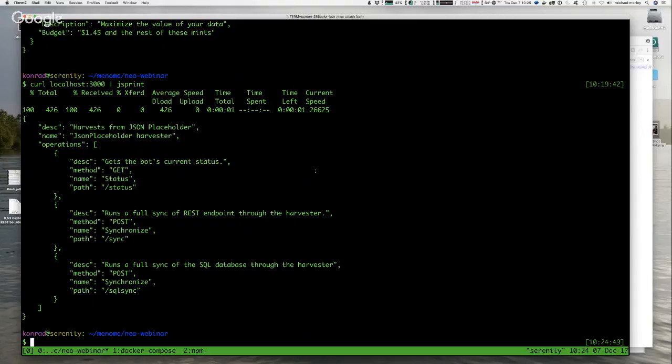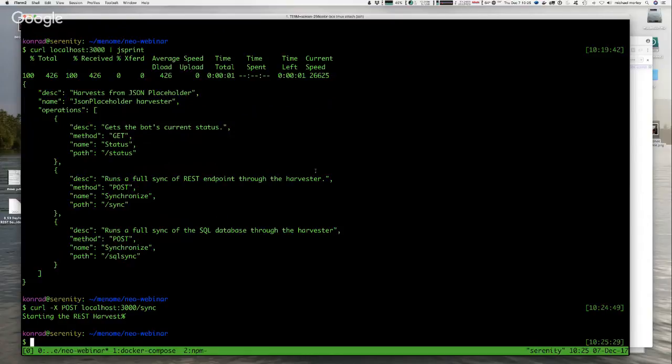We have a slash status endpoint to get the current status of the bot, whether it's running a sync job, what it's doing, and if it hit an error. There's also a sync endpoint, which we can send a POST request to, and that'll run a full sync of our REST endpoint, in this case JSON Placeholder, through the harvester. So what that looks like is we send a POST request to sync, and it says starting the REST harvest.